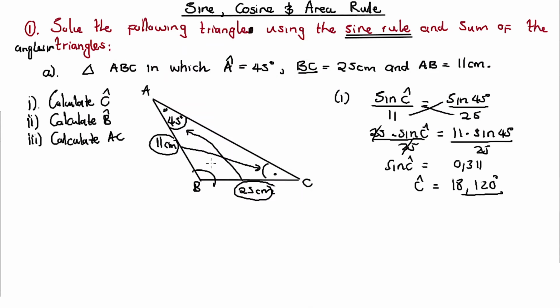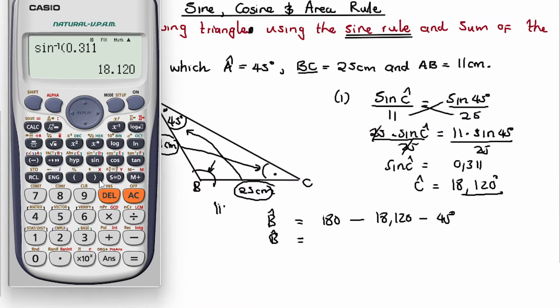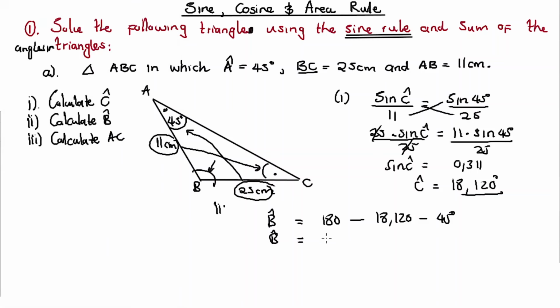So I have angle C. Angle B, I can calculate using what? Sum of angles in a triangle. So for number 2, I'm going to say 180 minus 18.12 minus the 45 gives me angle B. 180 minus 18.12 minus 45 is equal to 116.880 degrees. So this is the angle B.